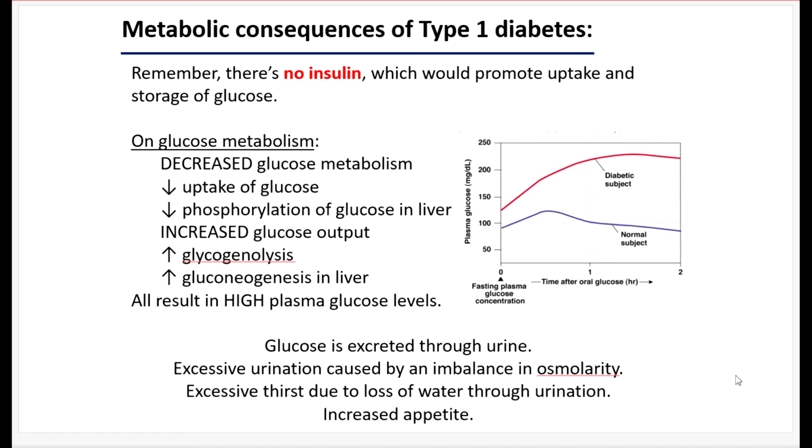Glucose then will end up in the kidneys a lot more often, causing excessive urination because of an imbalance in the osmolarity of the nephron. Excessive urination causes excessive thirst, and you feel hungry a lot because your insulin is not being released, and your adipose tissue thinks that you are starving. And you start to utilize more fatty acids since you can't use glucose. So as your fatty acid stores start to decrease, you will release hunger hormones, which will increase your appetite.